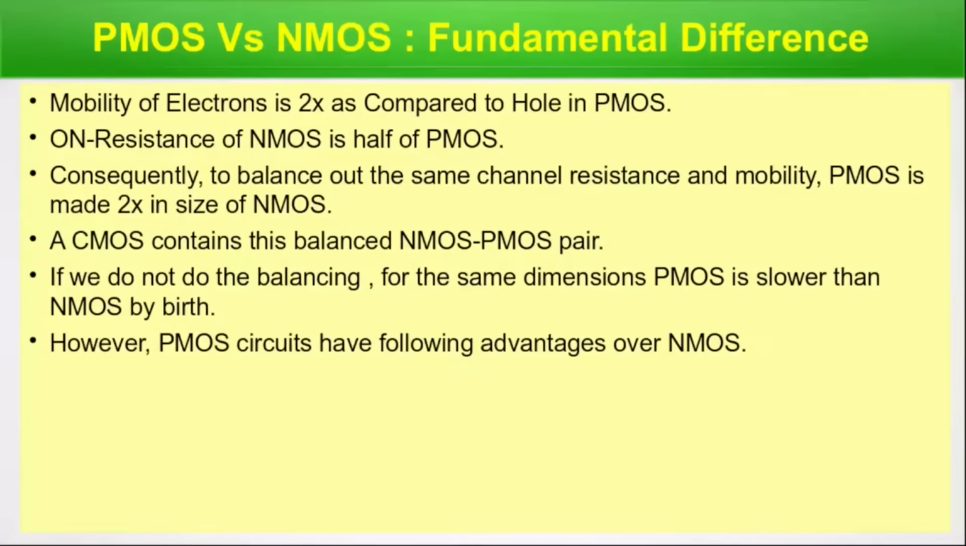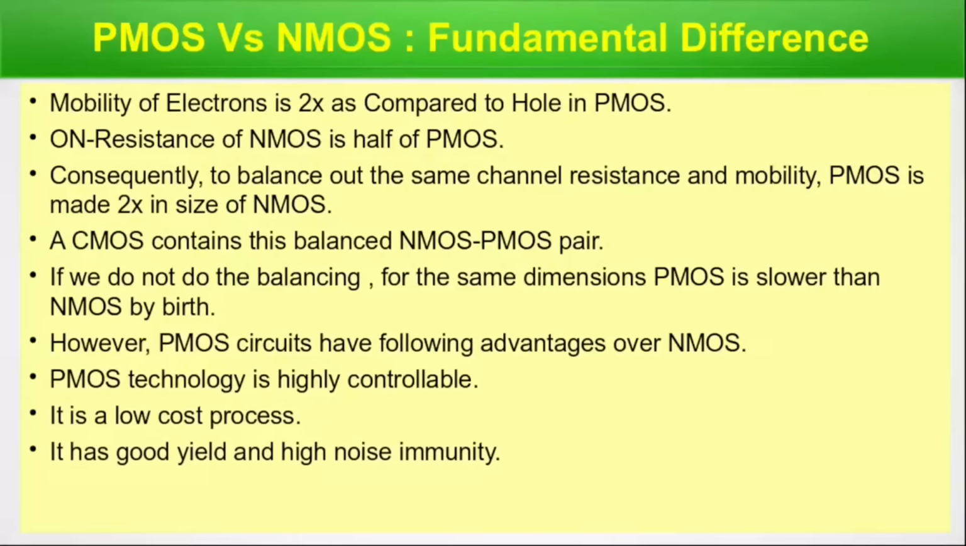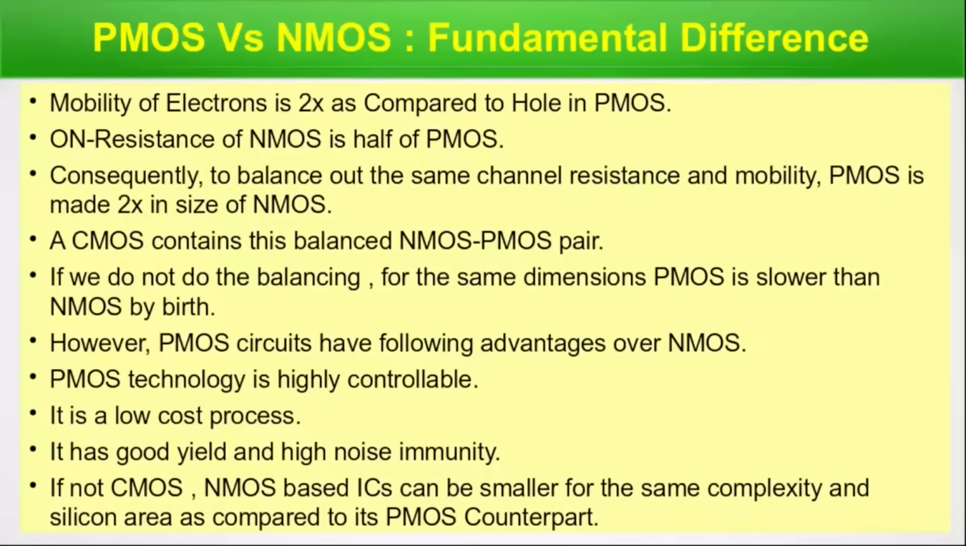However, CMOS circuits have the following advantages over NMOS. This is a few good things for you to know. CMOS technology is highly controllable. It is a low cost process. It has good yield and high noise immunity. If not CMOS, NMOS based ICs can be smaller for the same complexity and silicon area as compared to its CMOS counterpart.